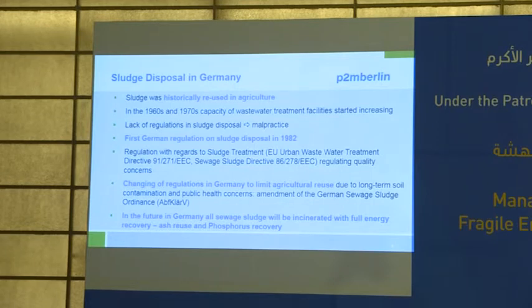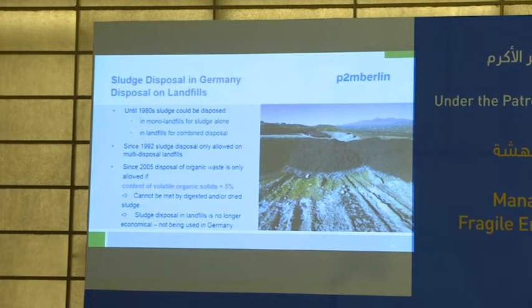I've listed a few here. And the German sludge ordinance, we're expecting a new amendment just this year, will further restrict agricultural reuse. Going through the disposal routes that we just heard about, landfills: we have the requirement in Germany these days to have the content of volatile organic solids below 5%, which basically makes landfill applications in Germany obsolete and not possible.